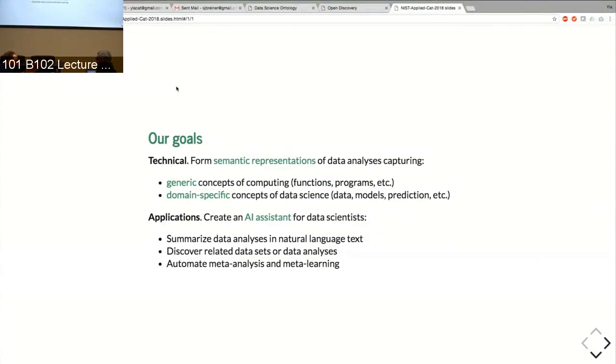And the reason ultimately that we're doing all this is that we want to create an AI assistant for data scientists. Some of the applications that we have in mind are things like automatically summarizing a data analysis in the form of natural language text, or trying to suggest or recommend analyses to people on the basis of what they're doing currently, or even to try to automate certain forms of meta-analysis, what is known in machine learning as meta-learning.